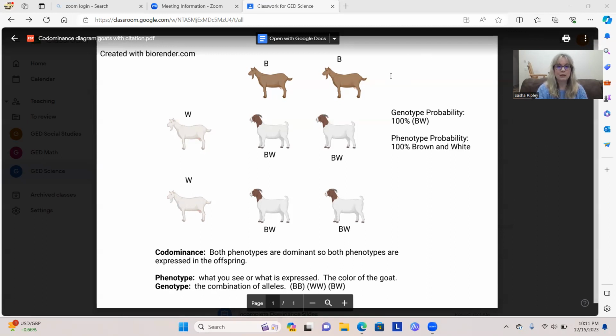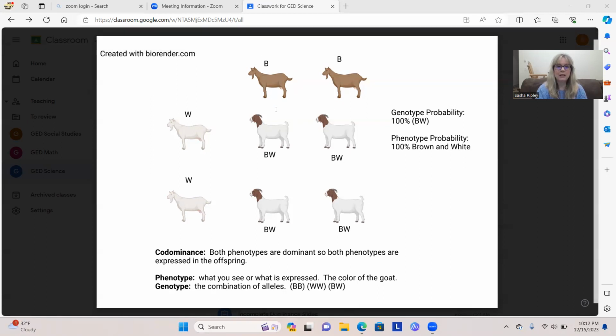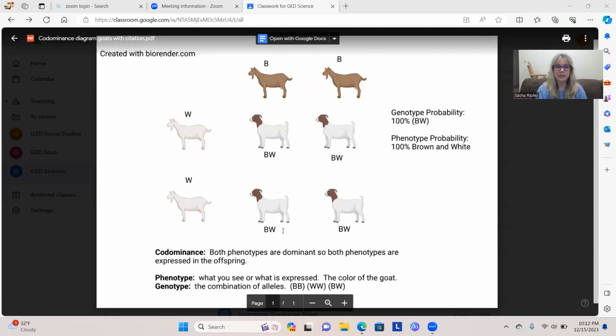All right, so let's take a look at this Punnett square. I have a brown goat up here. The brown goat has two B alleles. Then I have a white goat parent over here with two W alleles. So this allele B and this allele W are going to be found in my first offspring for BW. A B allele and a W allele, again BW. A B allele, a W allele, another BW, a B allele, a W allele, and a fourth BW in my offspring.